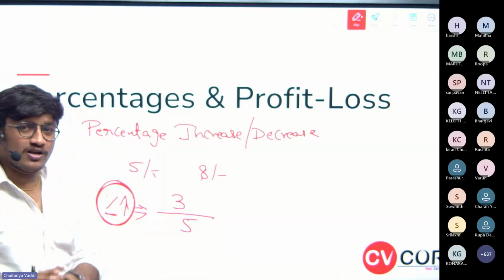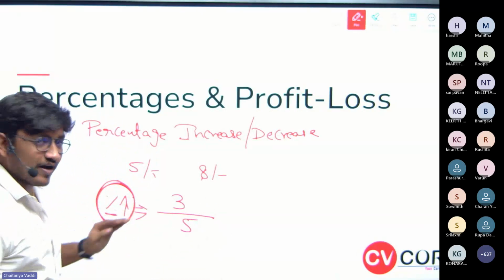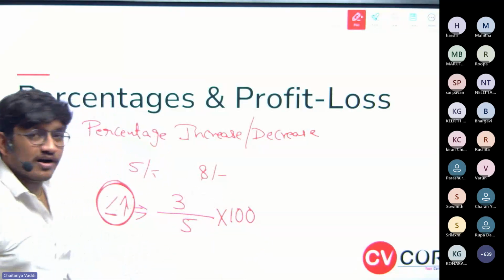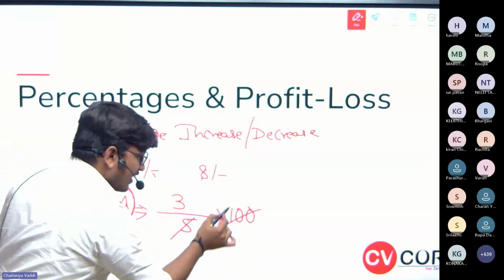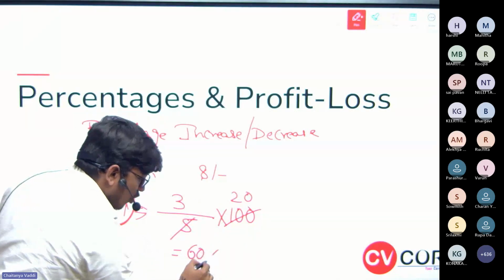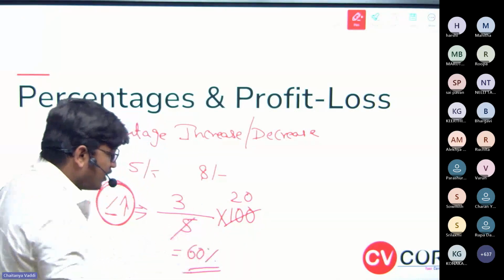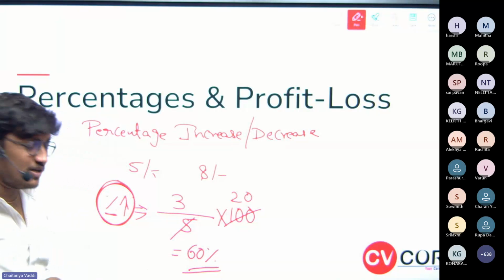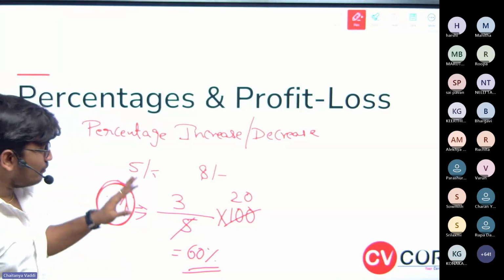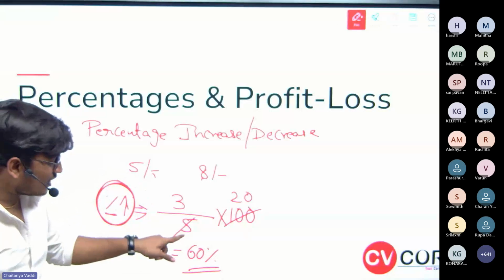I hope you all are clear with this. So 3 by 5, and since you want percentage, it should be into 100. 5 twos are 10, 5 twenties are 100; 3 times 20 is 60. So the price of the pen got increased by 60%. So be clear about the value in the denominator.